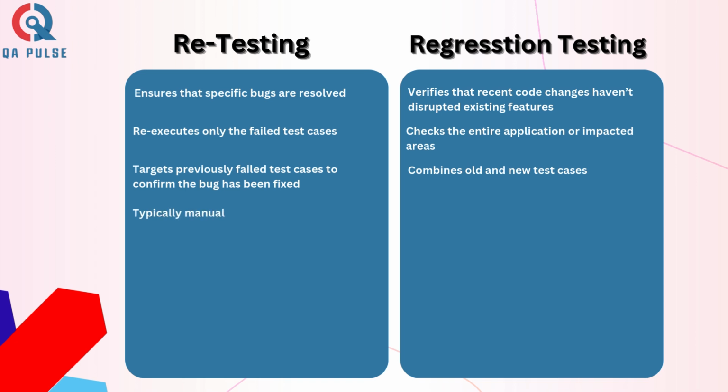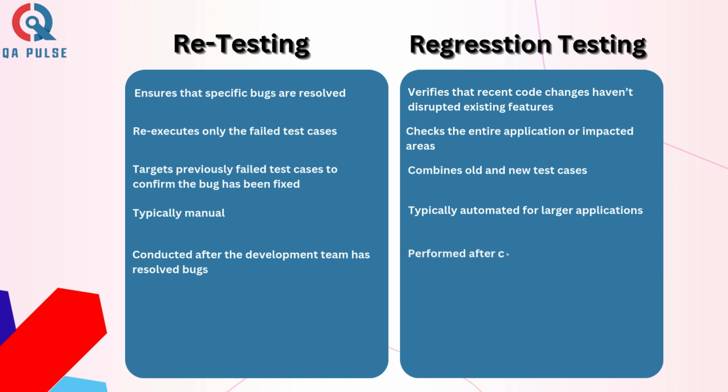Retesting is done manually most of the time, whereas regression testing is often automated, especially for larger applications, to save time and ensure consistency. Retesting is conducted after the development team has resolved reported bugs, whereas regression testing is conducted after code merges, enhancements, or bug fixes to ensure the application remains intact.